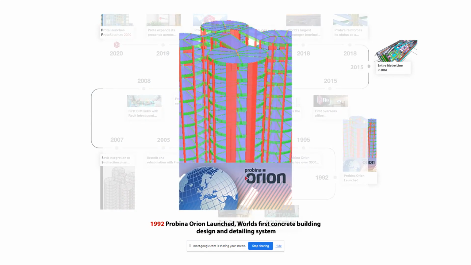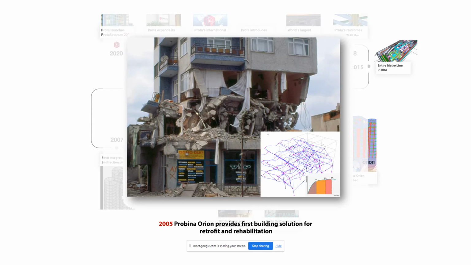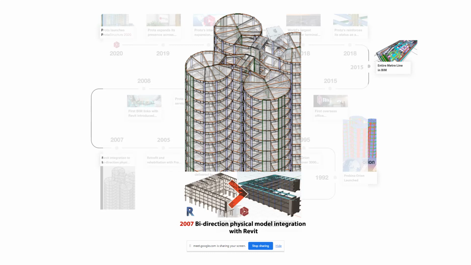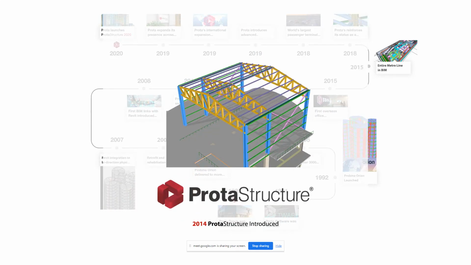Those who are practicing engineers from 25 years back might be aware of a product called Probina Orion. Probina Orion is the world's first concrete design and automated detailing software, launched in 1992. Later we had some enhancements and updates to the application. In 2005, Probina Orion provided a solution for retrofit and rehabilitation based on seismic analysis. In 2007, we formed a bi-directional associative link where we can share our data to any BIM application through IFC or directly to Autodesk Revit. From 2014, ProtaStructure was introduced, providing enhancements for structural analysis and design.